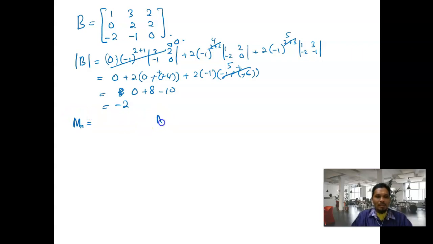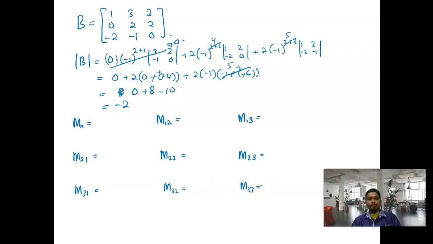M11, M12, M13, M21, M22, and M23, M31, M32, and M33. Okay, so now for M11, hide the element in row 1 and column 1.